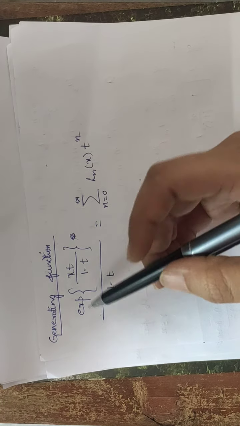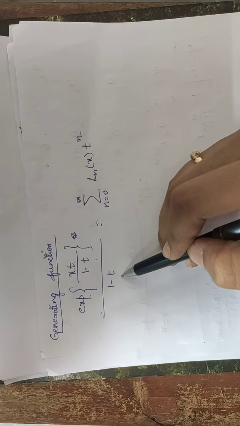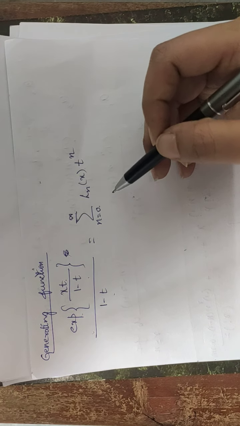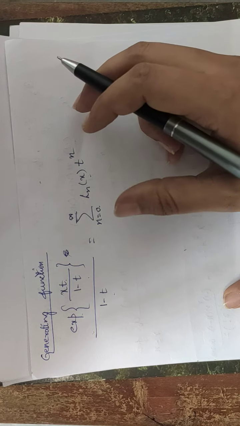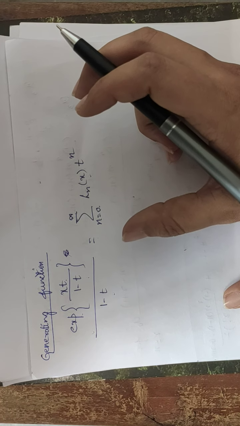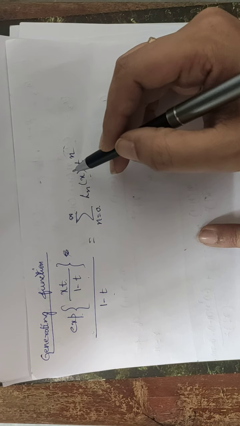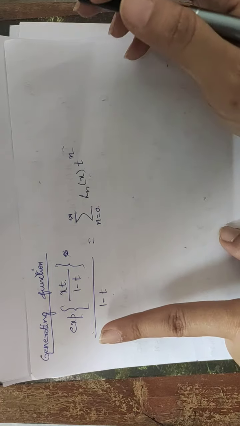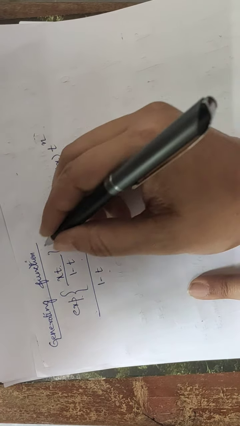So we have to prove that exponential of (xt by 1 minus t) divided by 1 minus t is equal to summation n is equal to 0 to infinity L_n of x into t power n. Okay, this means that we have to show that the coefficient of t power n in the expansion of the LHS is L_n of x, right? So let's consider the LHS part.